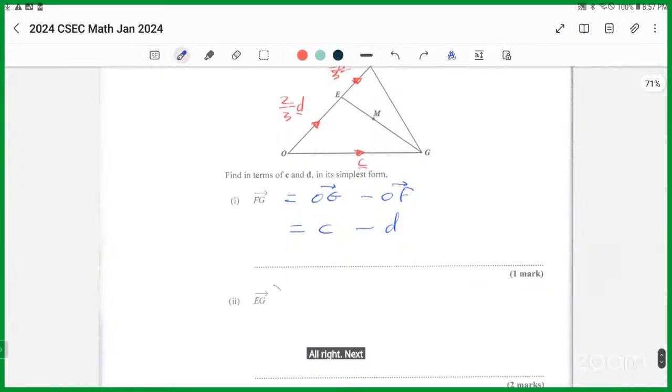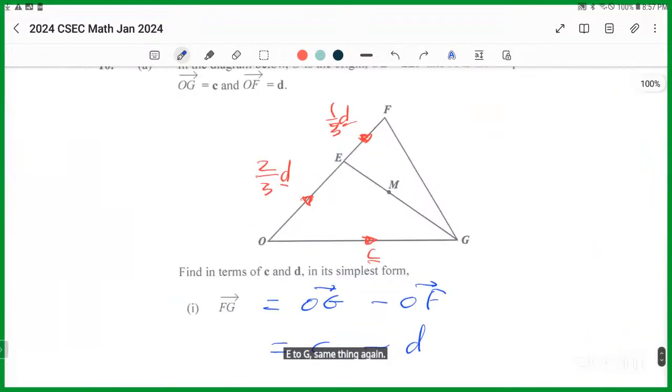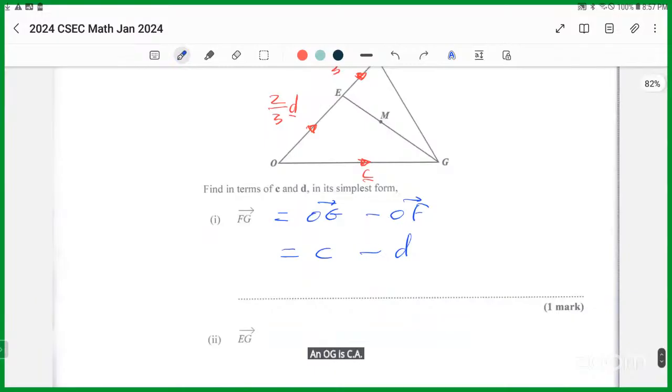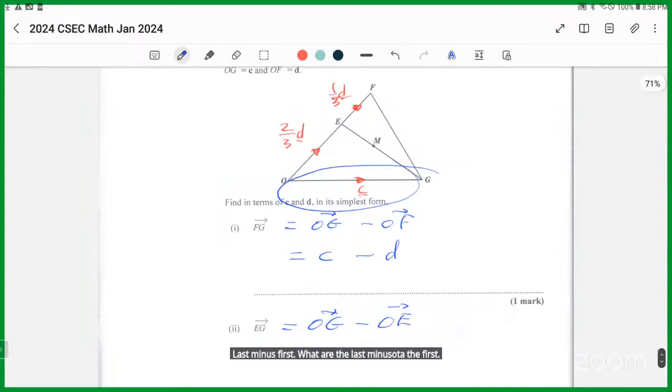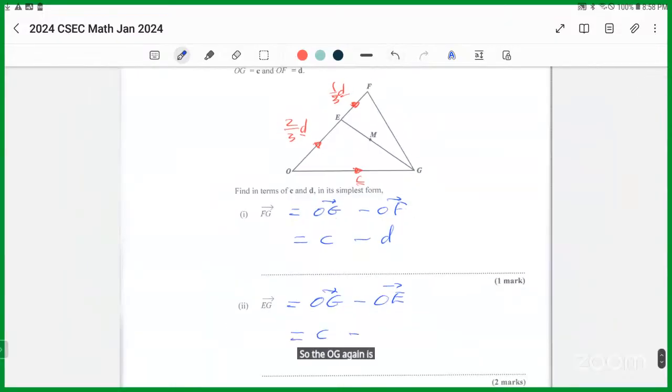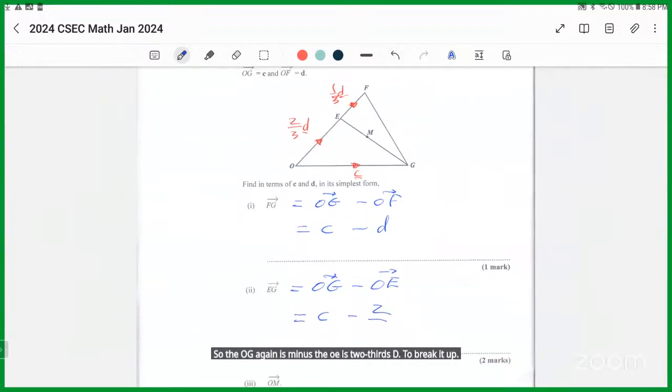All right. Next part says EG, E to G, same thing again. We know that OG is that. Again, OE is this, and OG is C. So because we have the two position vectors, we can use that again. It's O times the last, which is OG, minus O times the first, which is OE. Last minus first. So the OG again is C minus the OE is 2/3 D. So it was a good thing to break it up. 2/3 D. That is it.